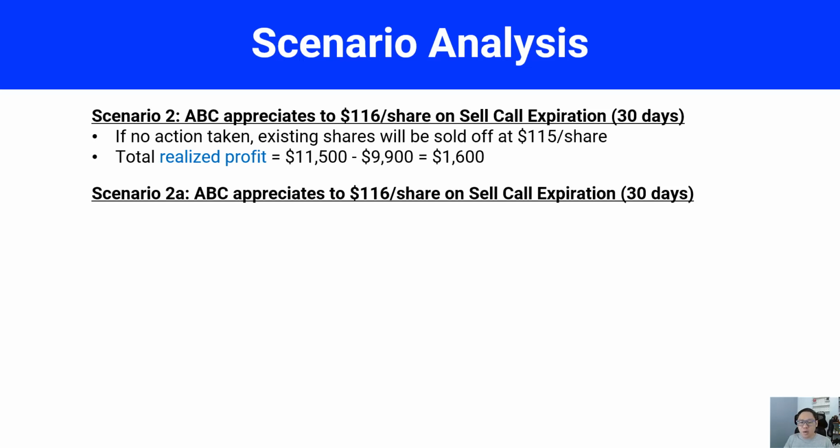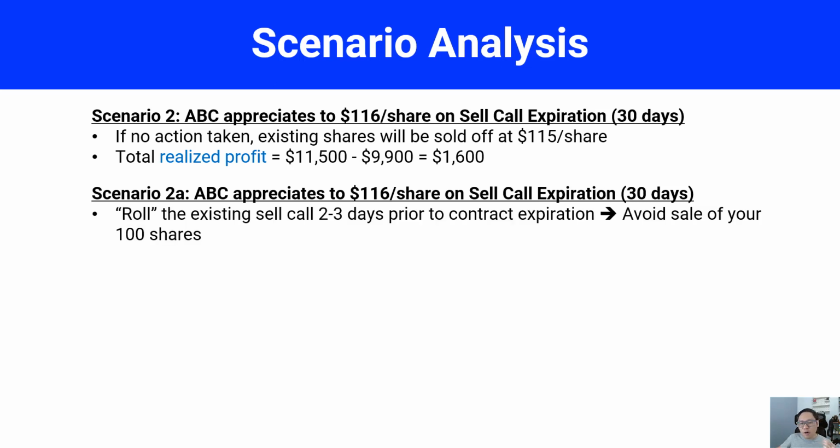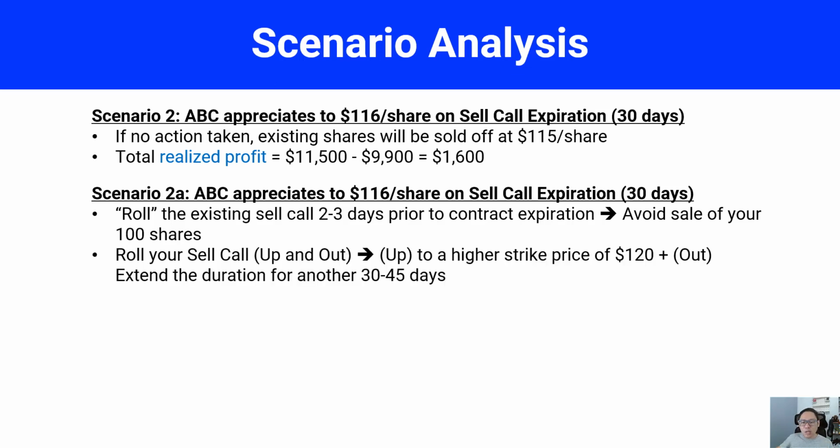However, if you wish to continue holding onto your stocks, then what can you do? You can basically roll your call options 2 to 3 days before it expires. This will avoid the sale of your stock. What you can do now is to roll your sell call up and out. Now, what do I mean by that?